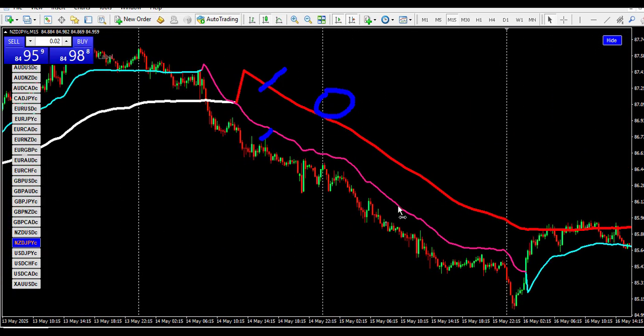Let's go back a bit. Now at this particular point, the higher time frame indicator changed to red for a sell. This was the exact point it changed to sell. And the lower indicator too did change color from white to pink at this particular point for a sell. And this indicator will show on the current time frame.